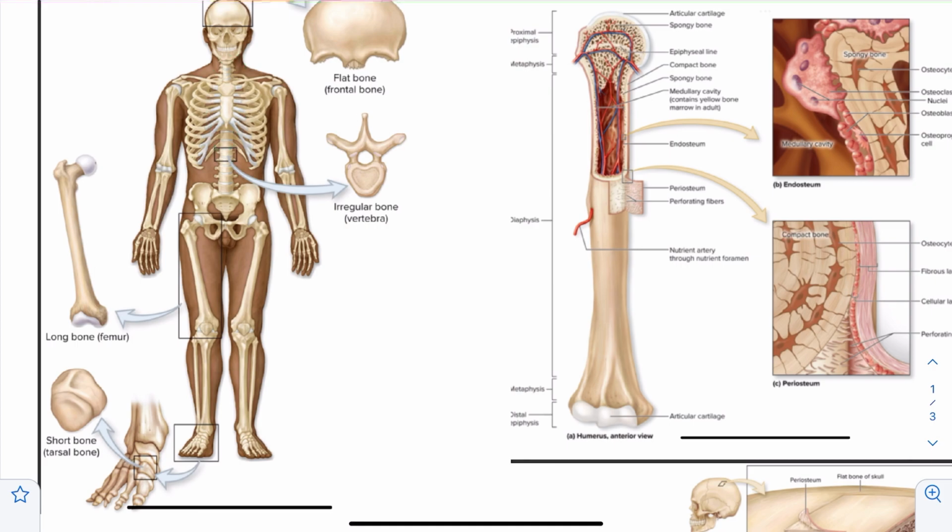And then there are irregular bones, and irregular bones basically don't fit any of the classifications that I just talked about. So an example of an irregular bone would be the sphenoid bone in the skull, which looks like a butterfly, or the vertebrae, or your hip bones are irregular bones.